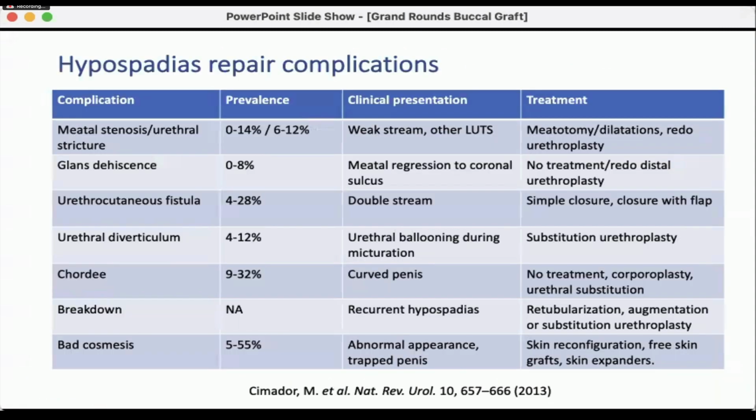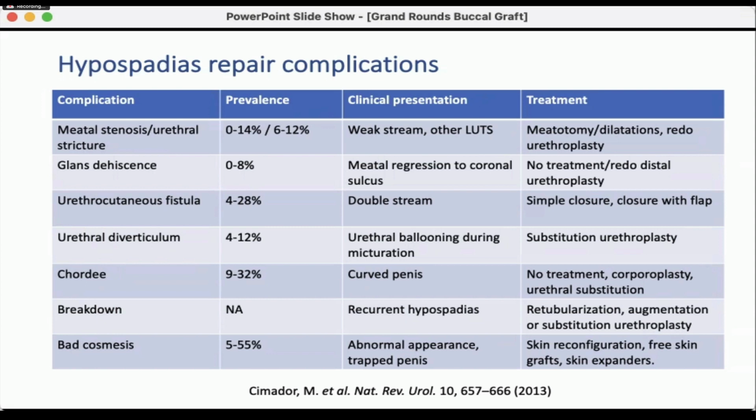Possible complications after a hypospadias repair include meatal stenosis up to 14% and urethral strictures up to 12%, both requiring interventions with meatotomies, urethral dilations, or even redo urethroplasties. Glans dehiscence in 8%, which can be just observed, or we can redo the distal urethroplasty. Fistulas in 28%, we treat them with a simple primary closure or a closure with a flap.